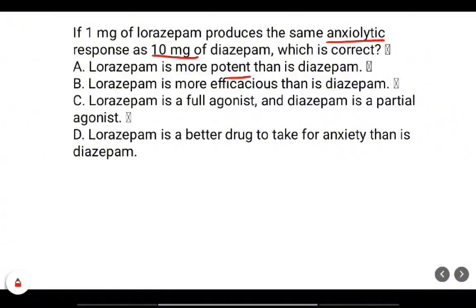And now we have to see the amount of the drug we are given. Amount is 1 mg of lorazepam produces the same effect as 10 mg, which means that lorazepam is required in smaller doses than diazepam. So lorazepam is more potent because the amount of drug required is less than the diazepam. So option A is correct.